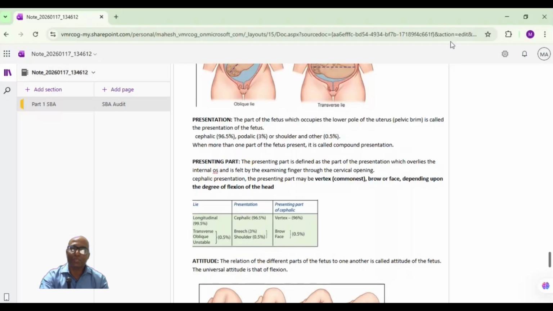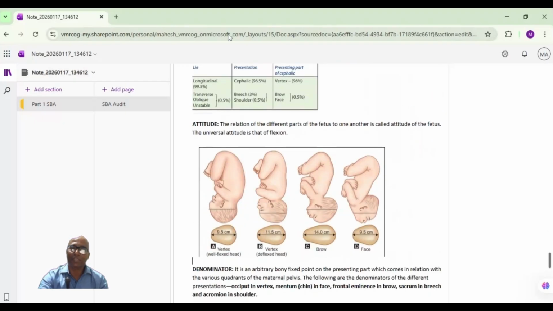Then coming to the attitude. The relation of the different parts of the fetus to one another is called the attitude of the fetus. The universal attitude is that of flexion. Everywhere, at all joints, you get flexion, including flexion at the level of the neck. The head is completely flexed, and accordingly you get the diameter. With a well flexed head, you have the 9.5 centimeter AP diameter. In a deflexed vertex, you will have 11.5. In brow you will have 14 centimeters. These are all SBAs. They can ask you vertex, or brow, or face also, and 11.5 centimeters is present in occipito-posterior position also.